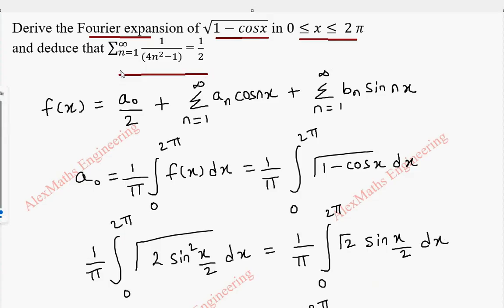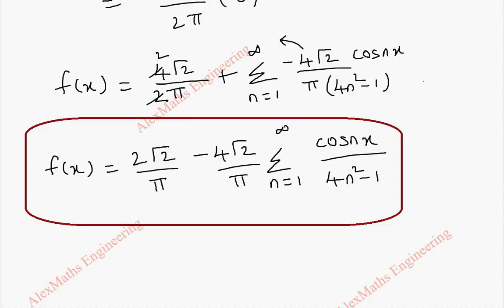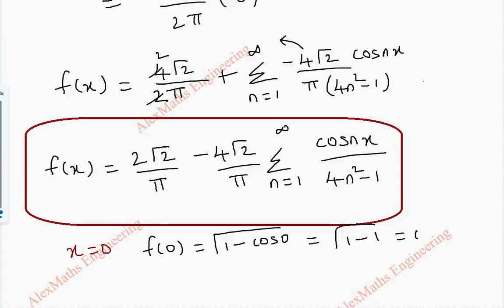This is our required Fourier expansion for the given function. In the question, there is also another part. We have to deduce the value of this. For that, we are going to take x equal to 0. So we are going to find f of 0. F of x is root of 1 minus cos x. So now it is root of 1 minus cos 0. Cos 0 is 1. So root 1 minus 1, which is 0.